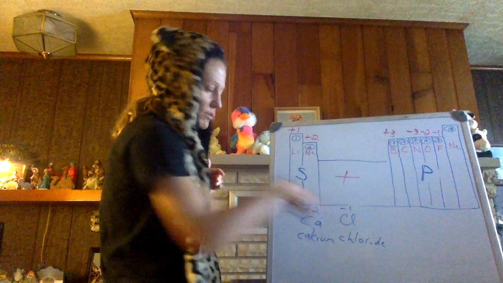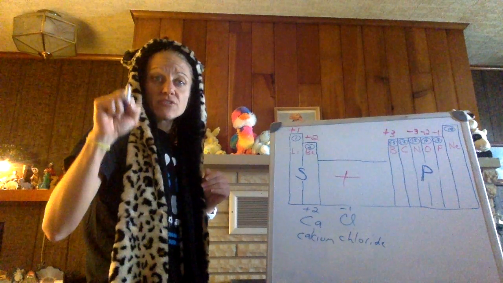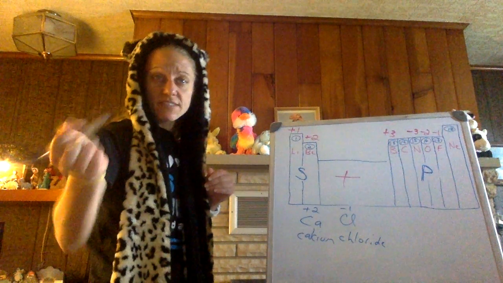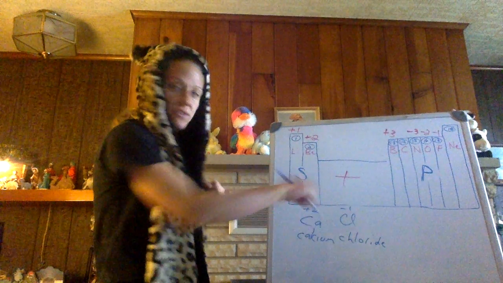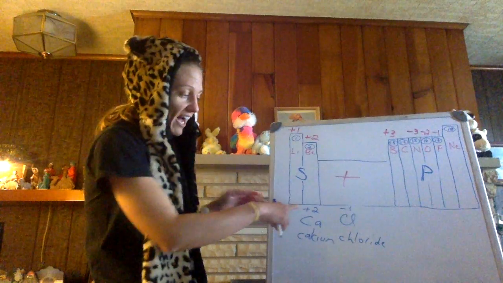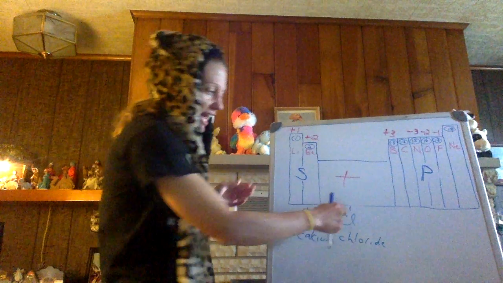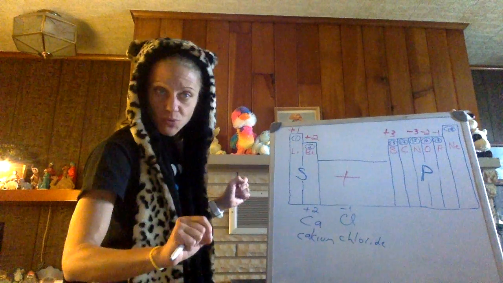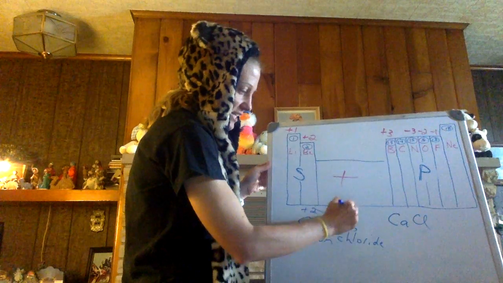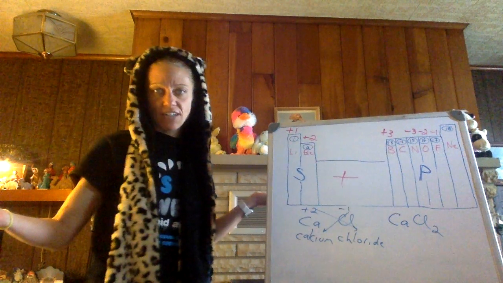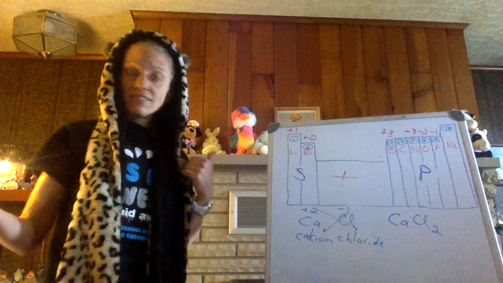Now, to write it, I have a plus 2 and a minus 1. We need charges to be equal but opposite, and a lot of you guys said, oh, I crossed them. So instead of Ca with 2 and Cl with 1, I need 1 minus 2 and 1 plus 2 and 2 minus 1s. So Ca, Cl 2, I need that. CaCl2 for calcium chloride. Not too bad.